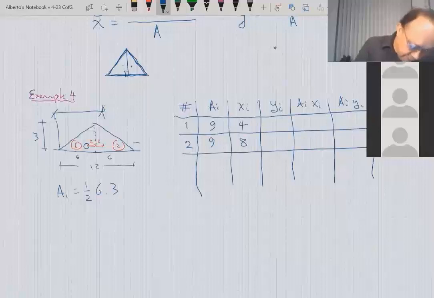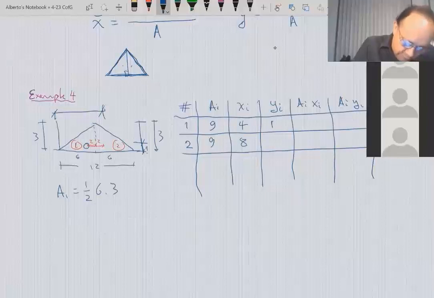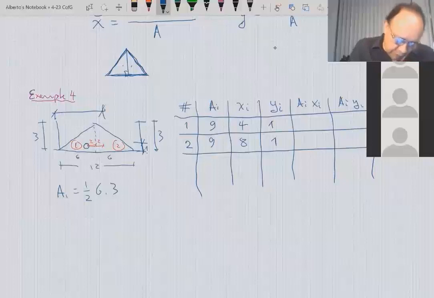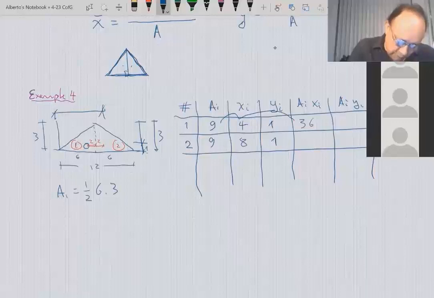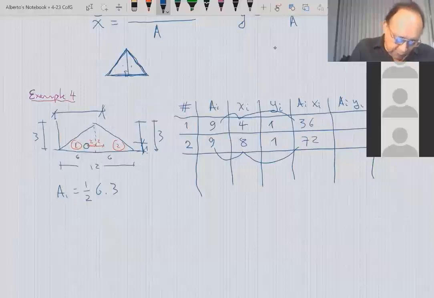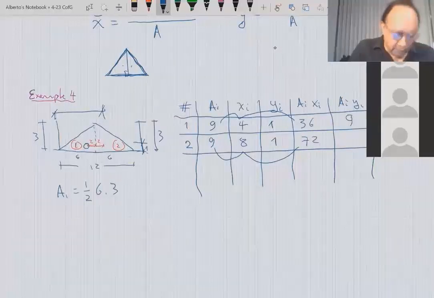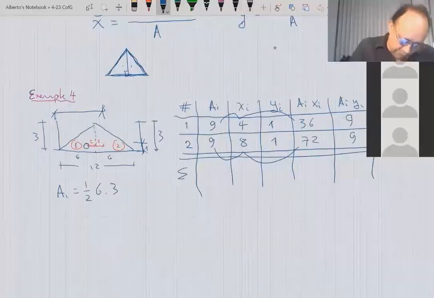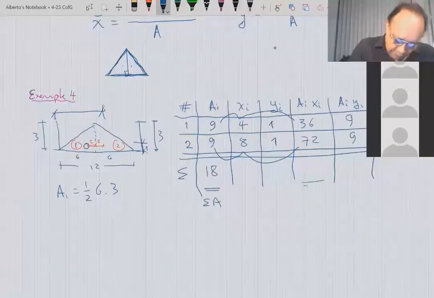And the heights of the centroids are both the same: 1/3 of the total height. This total height is 3, so 1/3 will be 1. So it will be 1 here and 1 here. And you do the multiplications. 9 times 4, 36. 9 times 8, 72. 9 times 1, 9. And 9 times 1, 9. And then you make the summation. Summation of areas, 9 plus 9, 18. Summation here, this is 108.